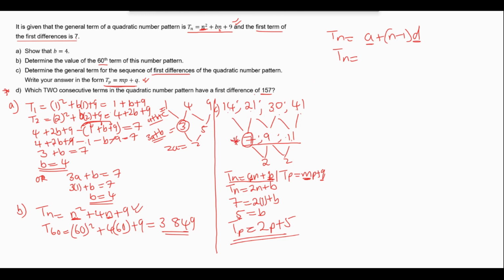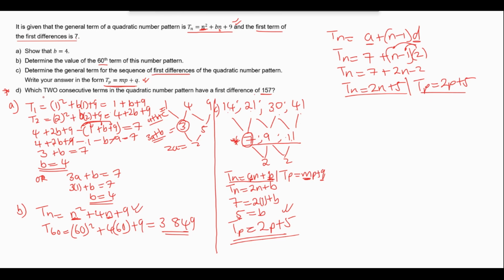We're looking at this one. The first term is 7, then plus (n − 1), and the difference for this sequence is 2. Then Tn = 7 + 2(n − 1), and distributing the 2 becomes 2n − 2. So Tn = 2n + 5. Writing it in this form, you can say Tp = 2p + 5. That's another way of doing it.